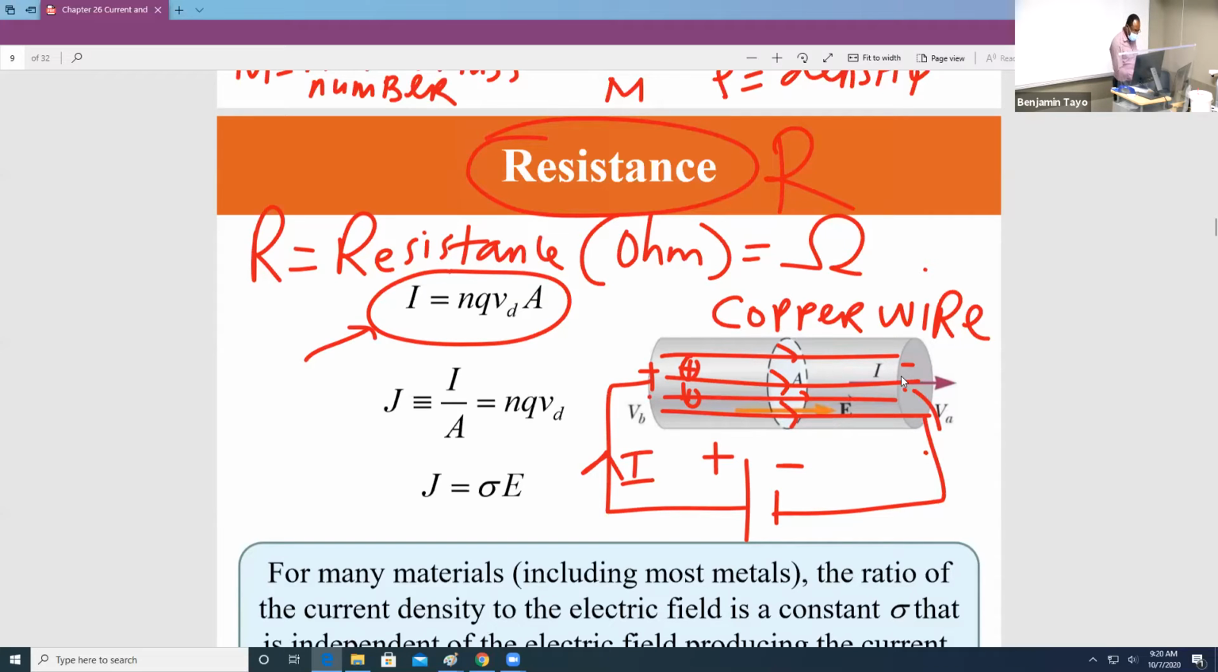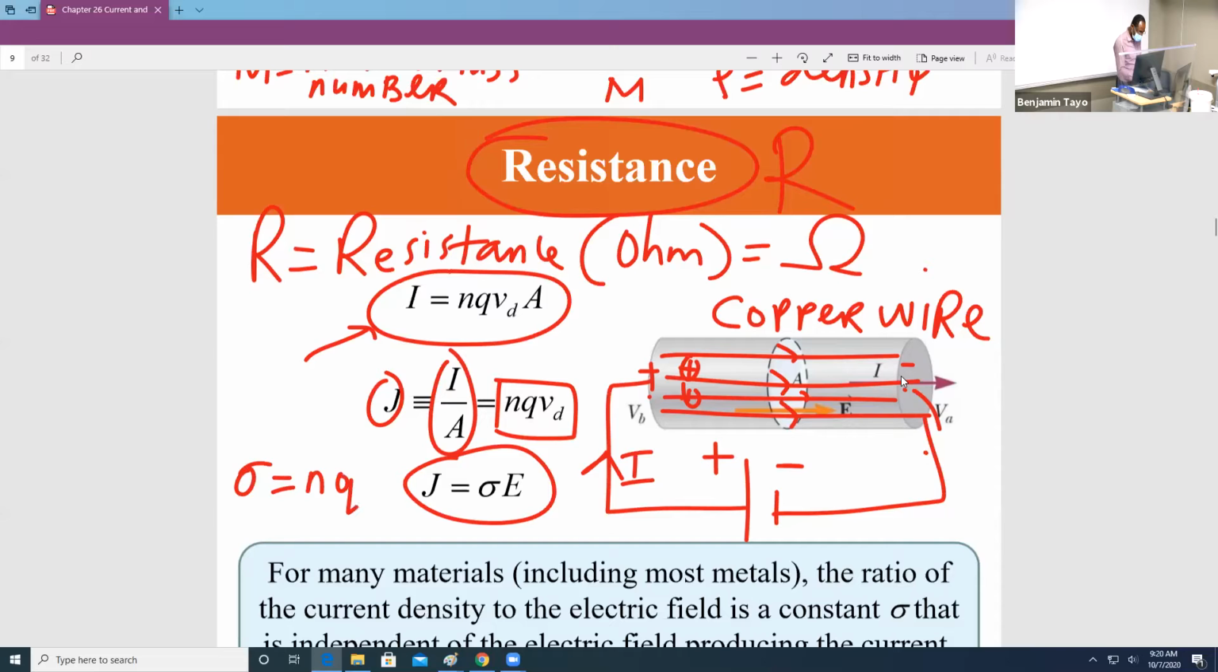Sometimes what we can do is introduce this quantity that is called J. J is the current divided by the area, which is given by this equation here. And we can write J by this, where in this case my sigma is just given by N times Q. And this is called the electrical conductivity.